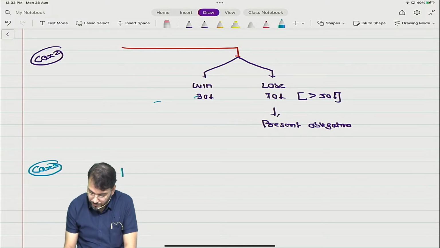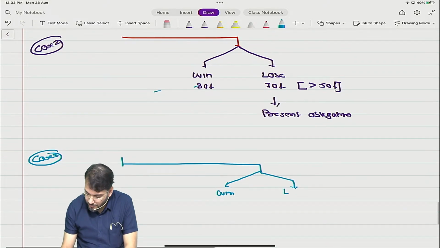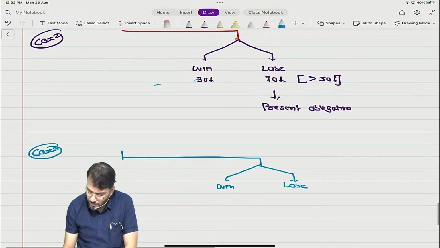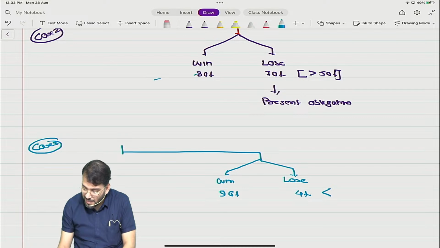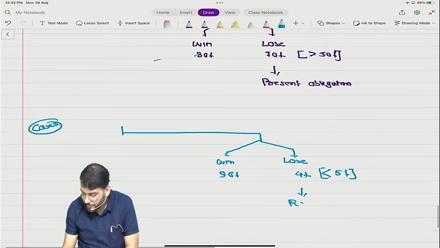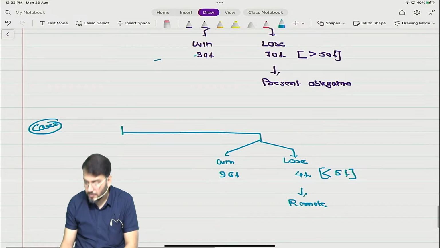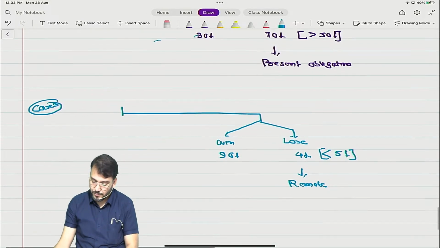Case number 3. Win, lose. It is 96% and 4%. Tell me. So it is less than 5%. From exam point of view we will consider this as remote only. Understood? No treatment. No treatment.